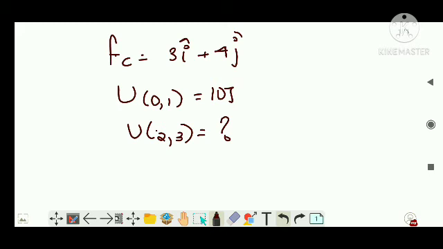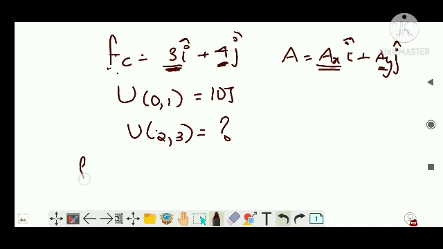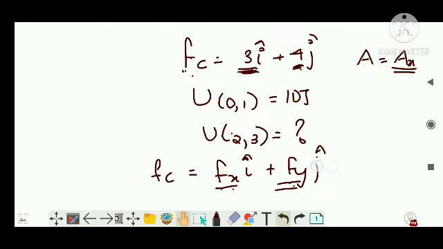So here, you are given Fx and you are given Fy. Remember, any vector A can be written as Ax i cap plus Ay j cap. So here Ax is this one, Ay is this one, if this term had been A. So this is Fc now. This Fc or F can be written as Fx i cap plus Fy j cap. So comparing these two terms, 3 is Fx, 4 is Fy. Keep that in mind.